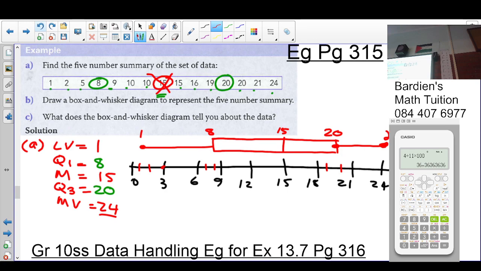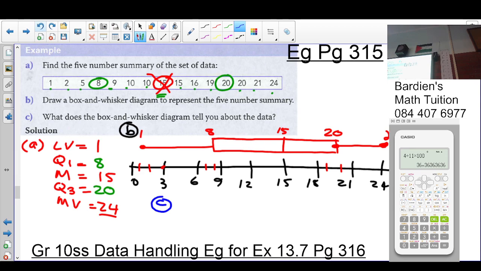No? Right, so let's look at this. This was A, this was B. Draw a box and whisker diagram to represent the 5-number summary. And then C. C says, what does the box and whisker tell us about the data?